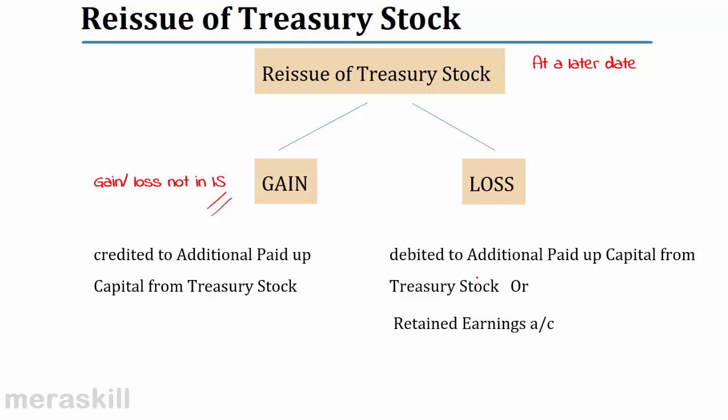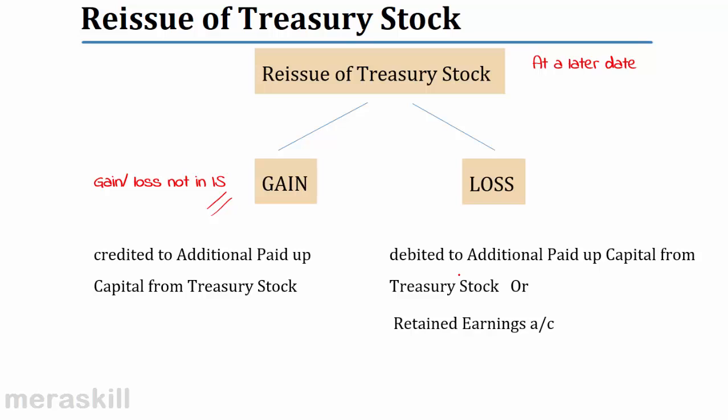Is it clear, students? So it is possible that 2 years before, when I had reissued treasury stock, we made profit and therefore put it in which account? Additional paid up capital from treasury stock. Now, when we are 2 years later, trying to reissue stock, we are reissuing it at a small loss. What do we do? This loss you can adjust against this additional paid up capital from treasury stock which was formed 2 years back. If you don't have additional paid up capital from treasury stock, you just adjust it against the retained earnings. Is it clear? So once you have bought back the shares, they are either retired, cancelled, or they are reissued.